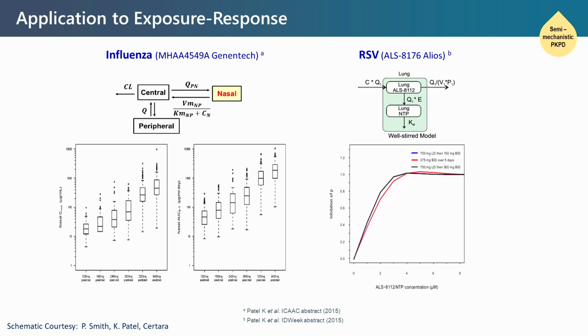Now, in terms of exposure response, there are a number of examples published in the literature. There's abundant data available for influenza as well as RSV, where you have exposure response in terms of nasal Cmax as a function of different dose and how much of it could yield productive concentrations of the drug in the matrix of interest, or the inhibition of P as a function of concentration, where you see asymptotic concentrations leading to plateauing of the effect at higher concentrations.